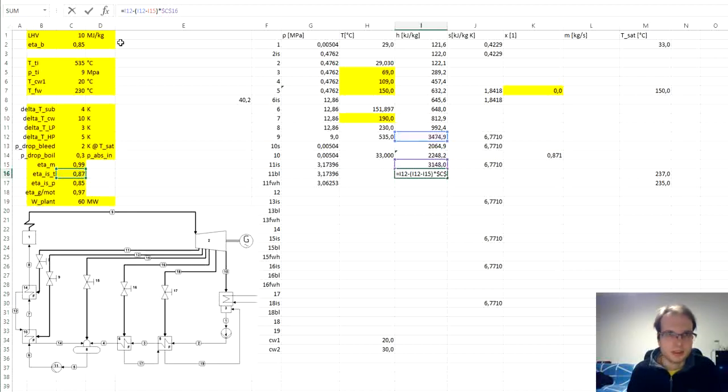So enthalpy at 0.9 minus enthalpy difference between 0.9 and 0.11 multiplied by isentropic efficiency. So we get a value a little bit higher than for the ideal expansion, and now we have pressure, we have enthalpy, we can get temperature.